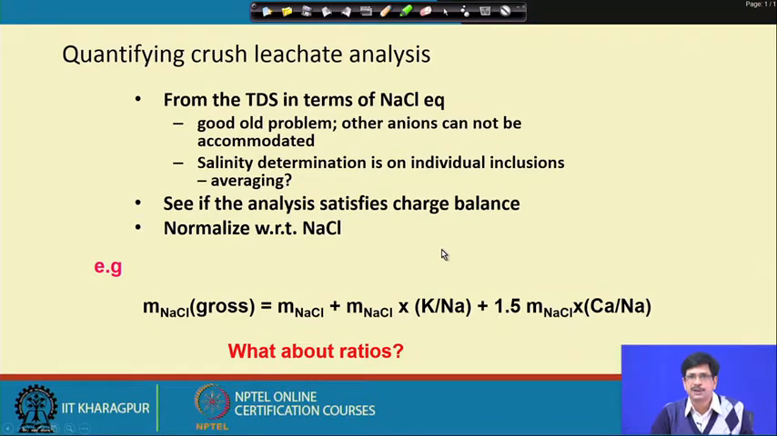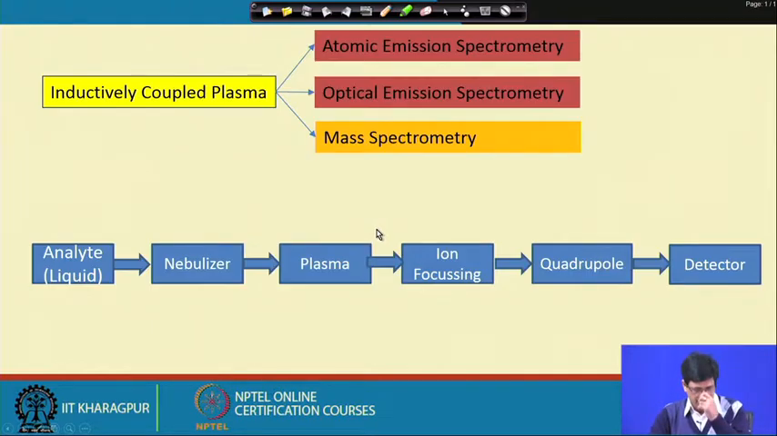So, this is all about the crush leach method and the analysis by ion chromatography, and just a brief idea as to how we use them. The leachate that we obtain in a crush leach method can also be analyzed by inductively coupled plasma, either atomic emission spectrometry, optical emission spectrometry, or mass spectrometry.